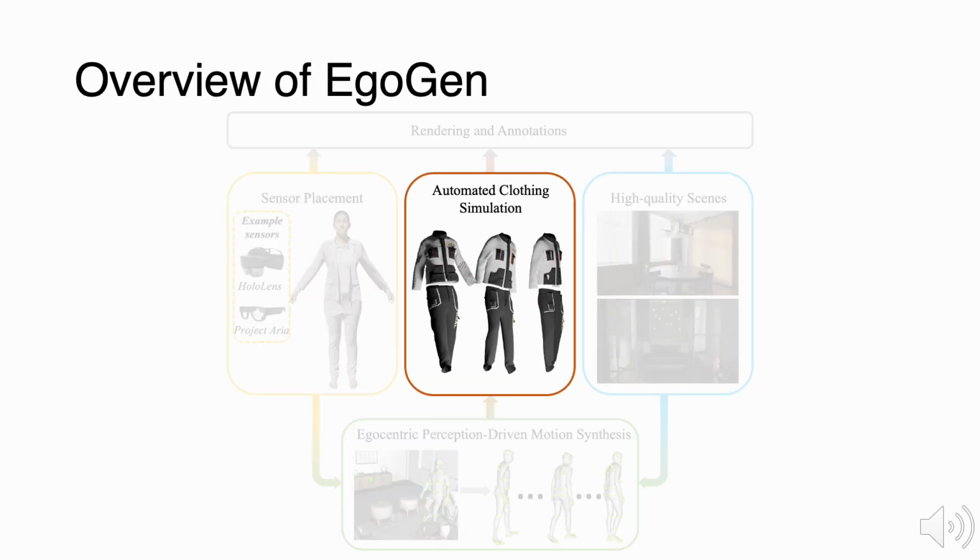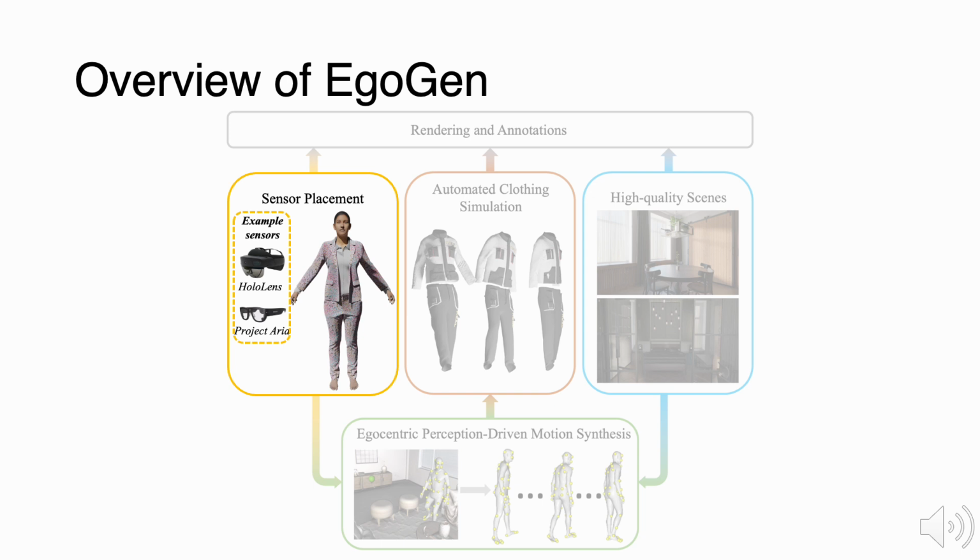Given an arbitrarily synthesized motion sequence produced by our generative human motion model, we outfit virtual humans in diverse 3D textured clothing by performing automated clothing dynamics simulation with a state-of-the-art neural network. The embodied camera placement module supports simulating various head-mounted devices with different camera models and camera rigs. By positioning the camera on the head, we generate photorealistic egocentric synthetic data with rich and accurate ground truth annotations.